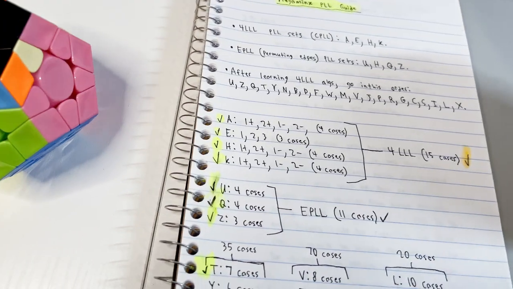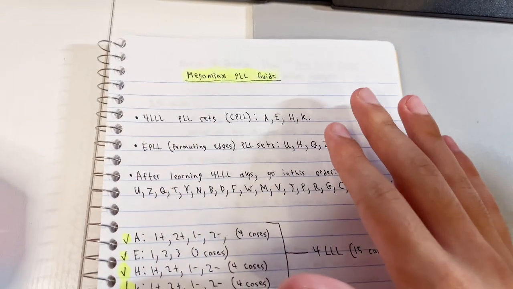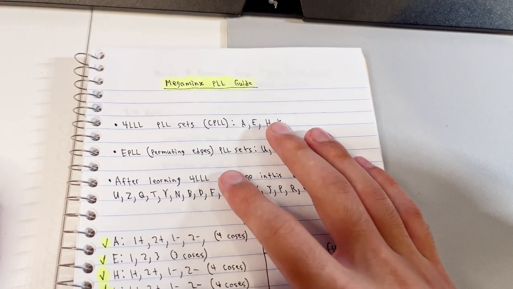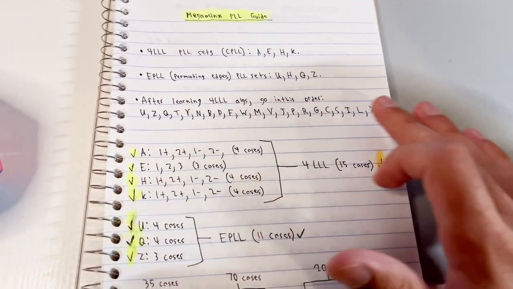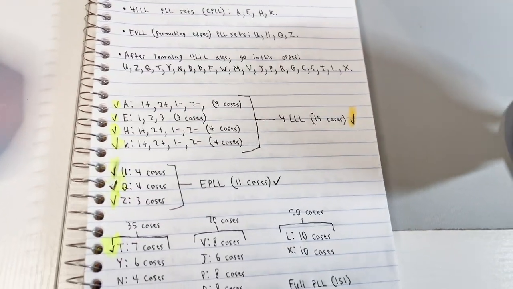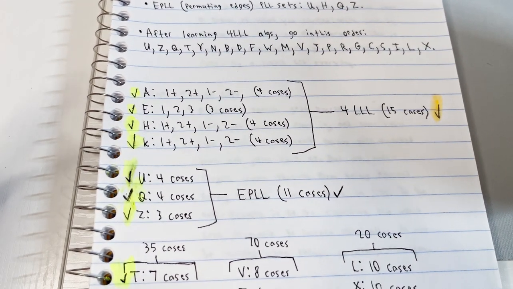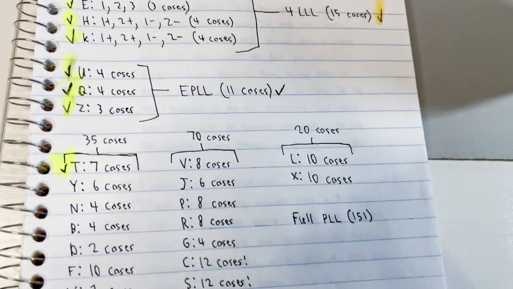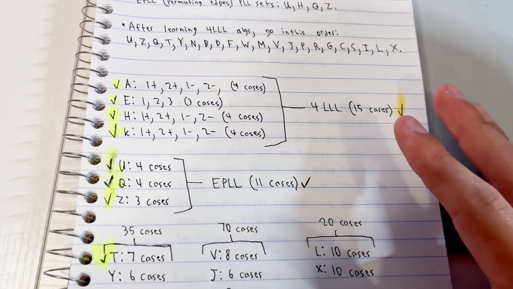So going back to the sheet here that I made, I just wrote everything down in this notebook, and I titled it Megaminx PLL Guide to help me. I wrote down the PLLs, like A perm, E perm, H perm, K perm. Those are all 4-look last layer. And I wrote down the order so I don't have to refer to this Google Doc every time. Basically, this just helps me stay in order and on track with this whole thing, because there are a lot of algorithms. We're talking 151 PLLs here. So I wanted to stay consistent with this.